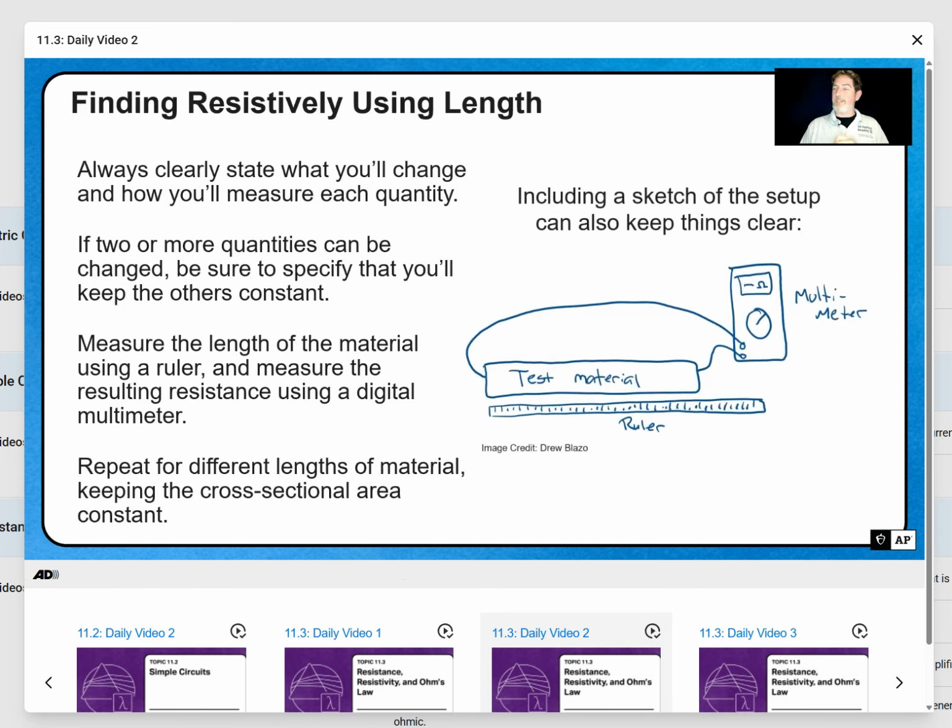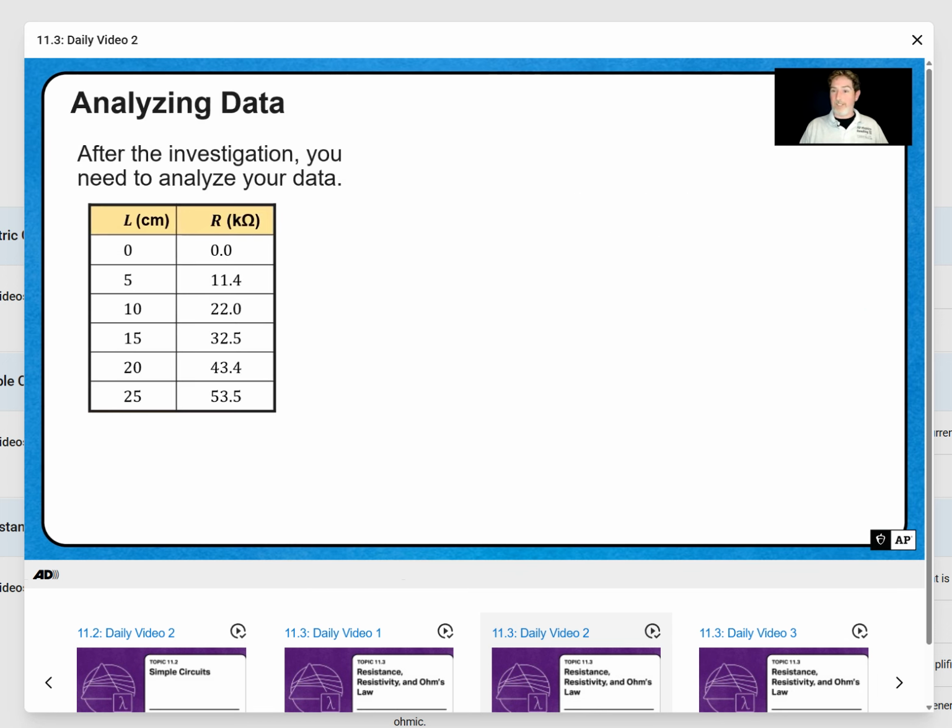If you're worried that your procedure may be slightly unclear, it's always good if you throw in a small sketch of your setup. Doesn't have to be art, but sometimes a little bit of a sketch of your laboratory setup can make it clearer what your procedure is indicating. So once you've collected your data, we need to analyze it.